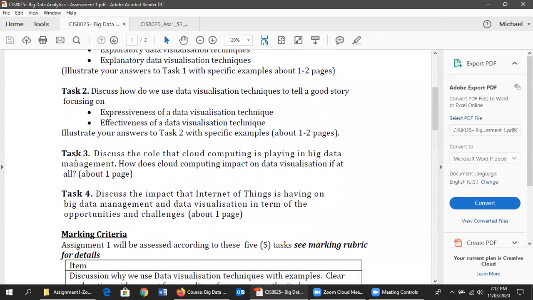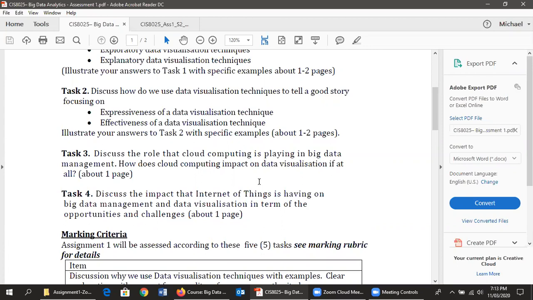For task 3, you need to discuss the role that cloud computing is playing in big data management and what impact it would be having on data visualization. There's quite a large uptake. It's becoming part of mainstream computing. A lot of organisations are moving to Office 365.